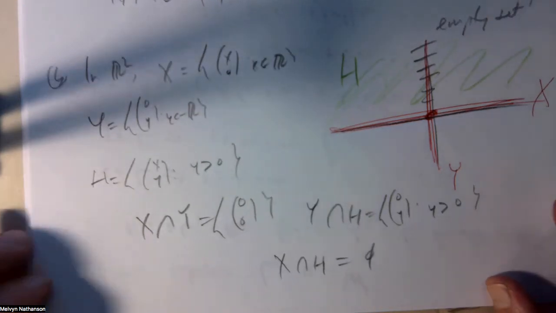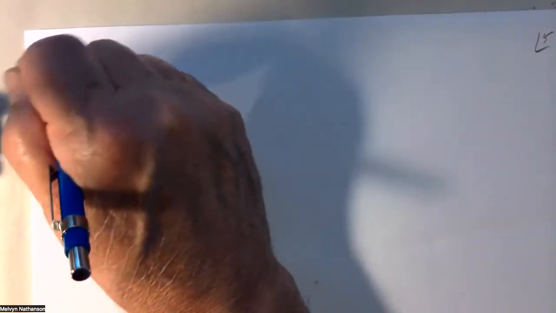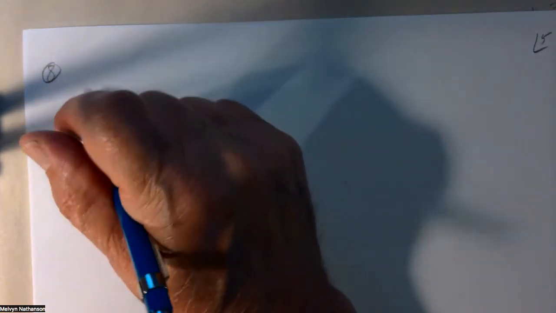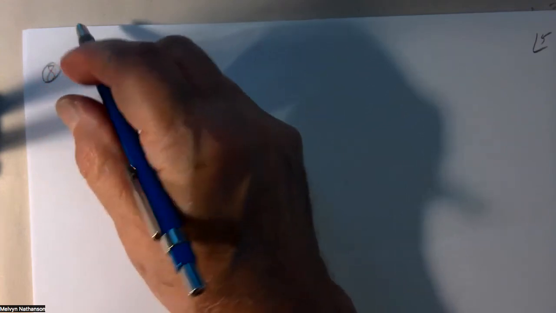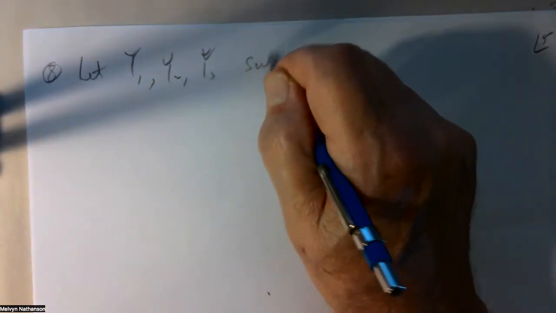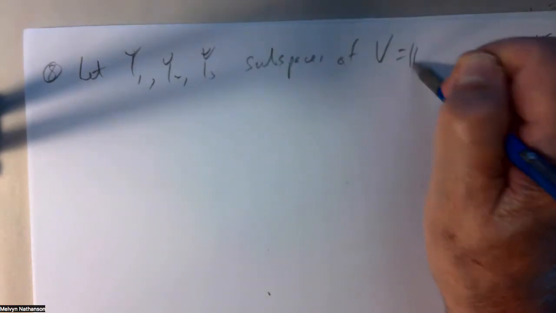That's problem 7. Problem 8 was also on the review sheet. We want to prove the intersection of vector spaces is also a vector space. So just to make it concrete, suppose I just have 3 spaces, Y1, Y2, Y3, subspaces of some vector space V. Think of it as R^n, but it doesn't have to be.